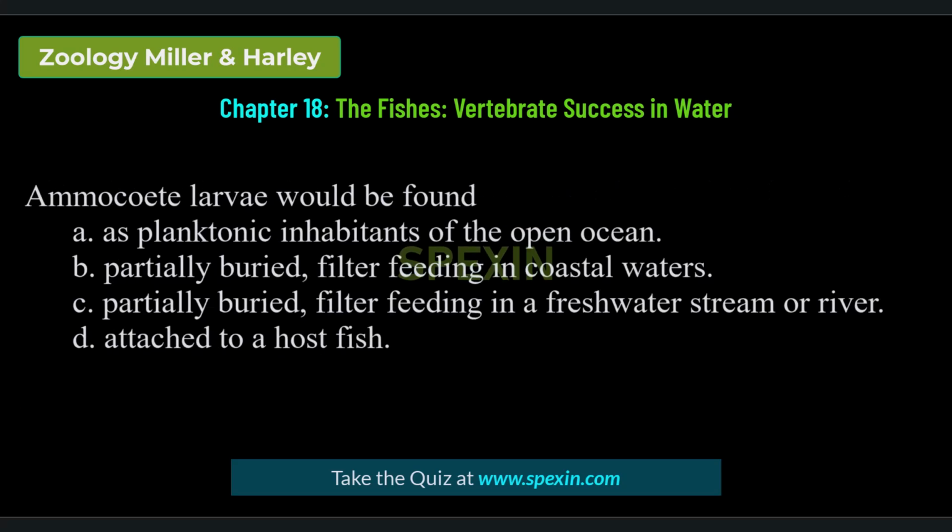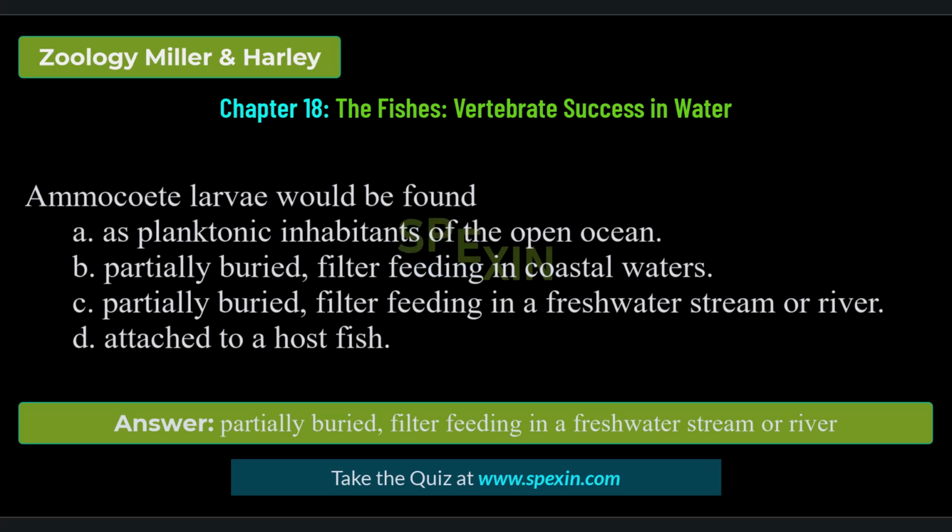Ammocoete larvae would be found as planktonic inhabitants of the open ocean, partially buried, filter feeding in coastal waters, partially buried, filter feeding in a freshwater stream or river, or attached to a host fish. Correct answer: partially buried, filter feeding in a freshwater stream or river.